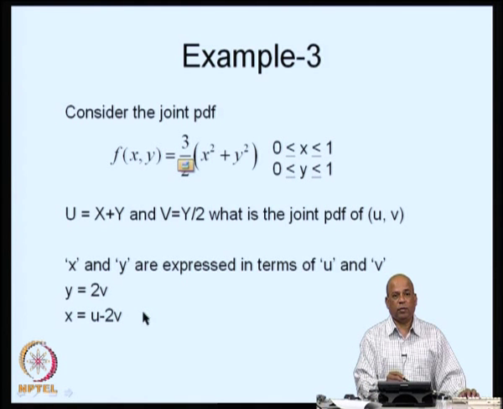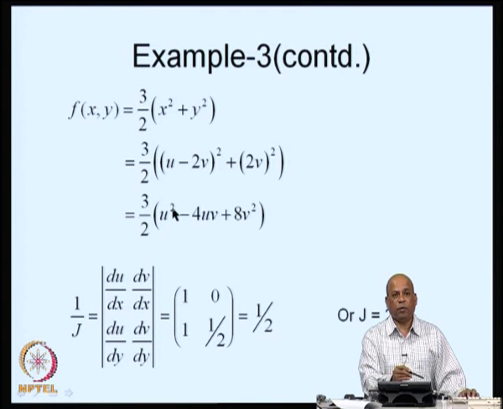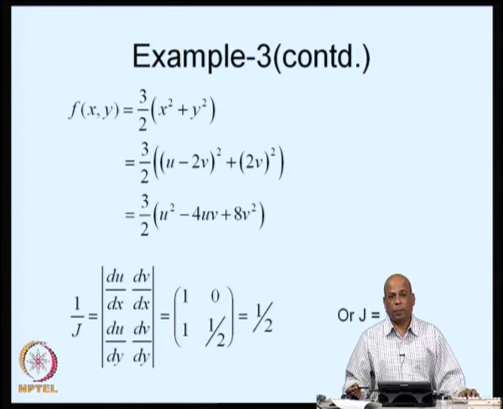So, once we express x and y in terms of u and v, we substitute these in the expression f of x y and express f of x y again in terms of u and v. We look at f of x y, which is equal to 3 by 2 x square plus y square, and therefore, you express f of x y as 3 by 2 u square minus 4uv plus 8v square. Then we get the Jacobian.